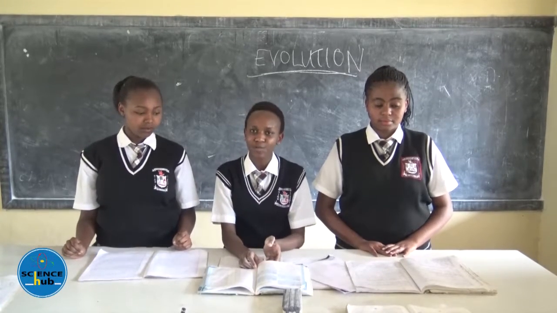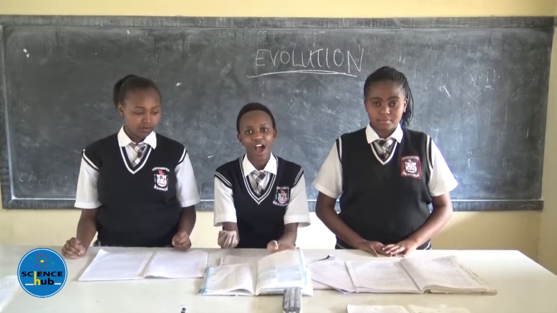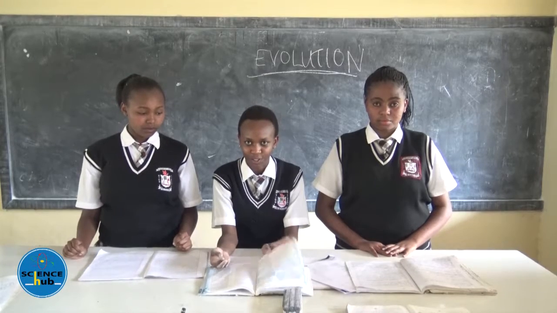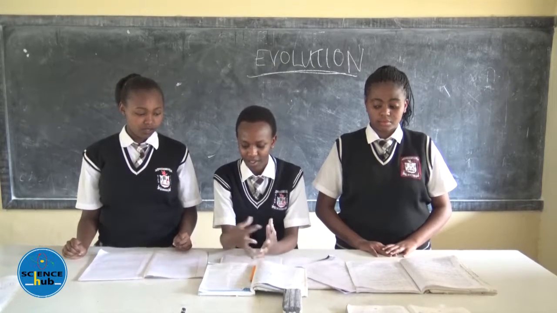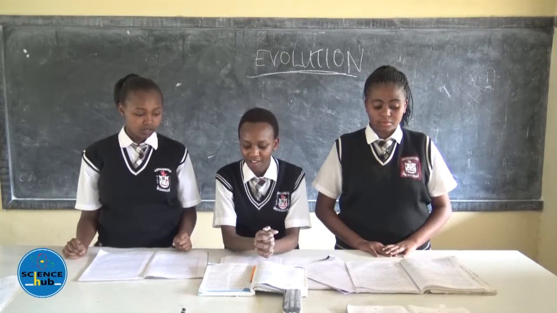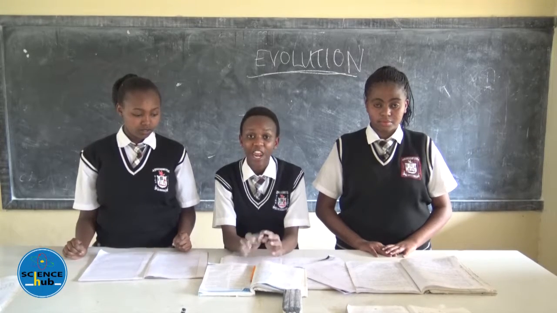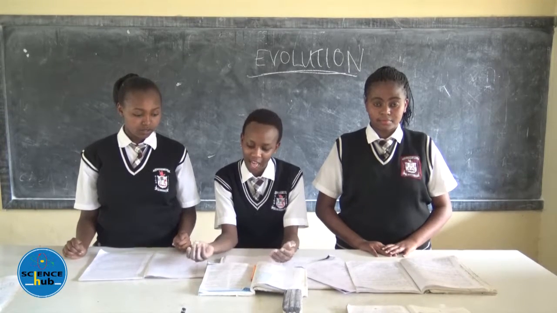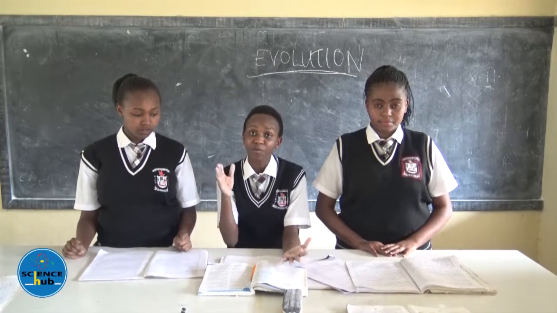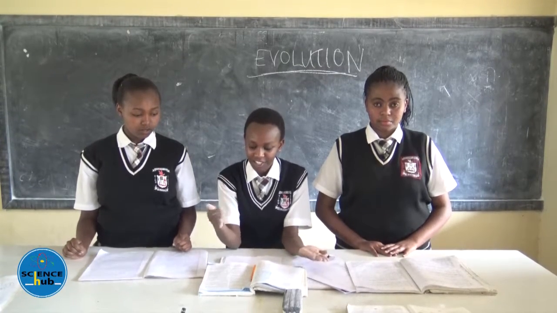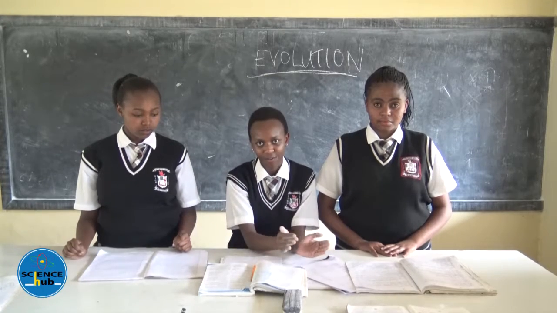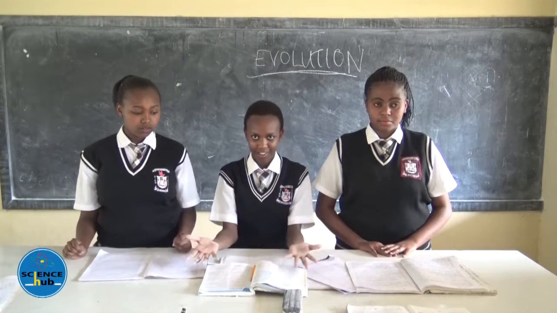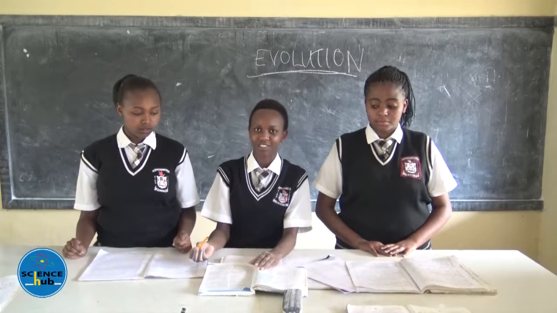Now, we have special creation types of evolutions. So we have special creation. Special creation involves the action of a supreme being. It states that a supreme being created forms from formless things, as we are told in special creation.